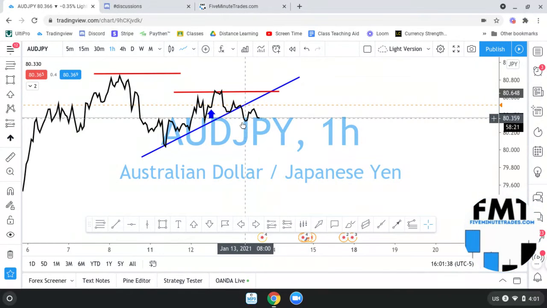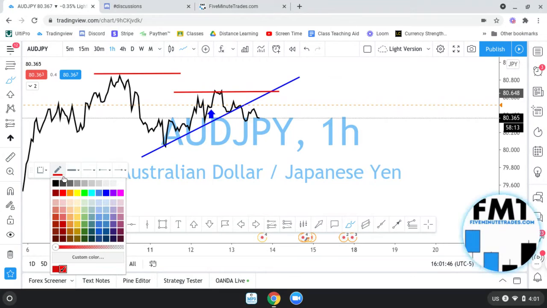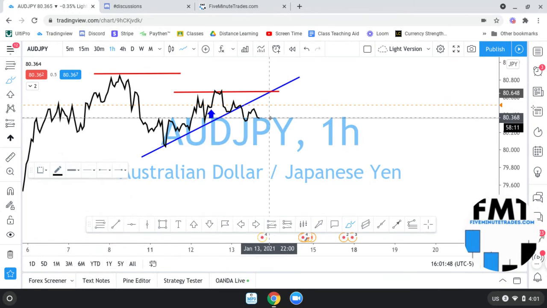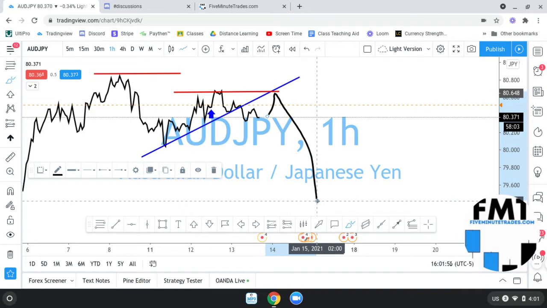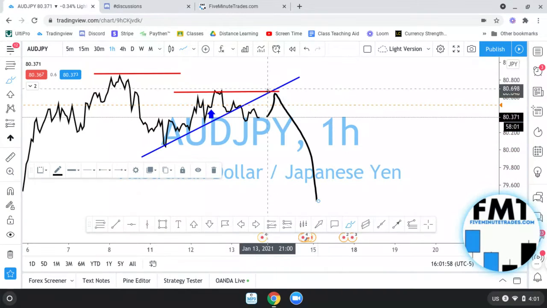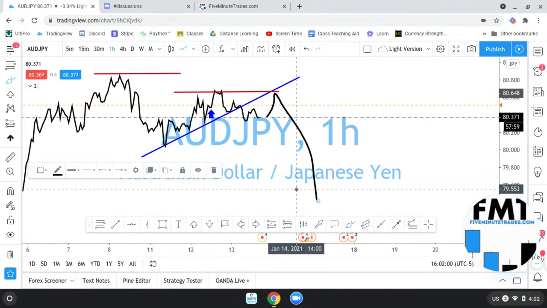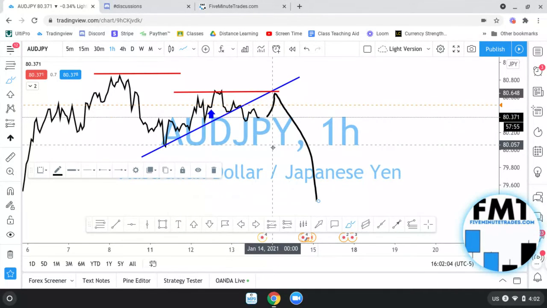So I ideally want to see something like this. And then price goes down. But of course, price doesn't go straight down like that unless there's some type of real strong economic news. But you get the general idea.